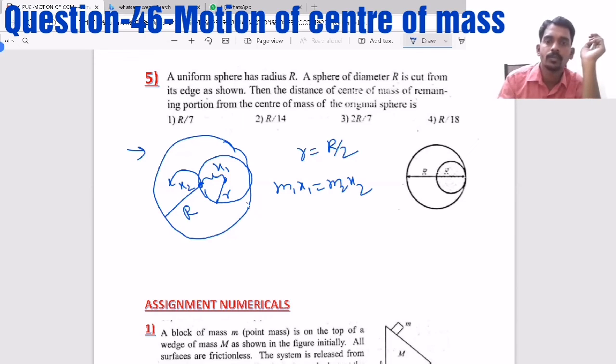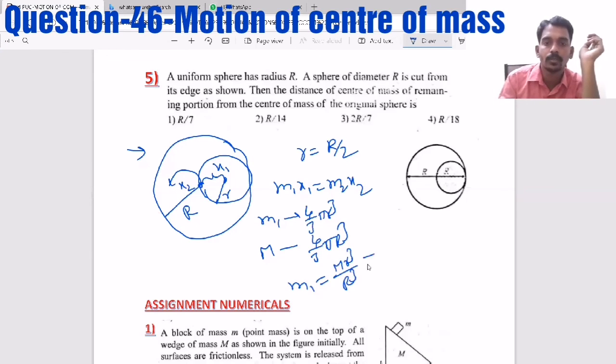Now how do you find m1, m2? Here, m1 is the mass for 4 by 3 pi r cube, and capital M is the mass for the total 4 by 3 pi R cube. If you cross multiply, m1 is M r cube by capital R cube, where small r is R by 2. If you substitute you will get M by 8. When m1 is M by 8, m2 will become M minus M by 8, nothing but 7M by 8.